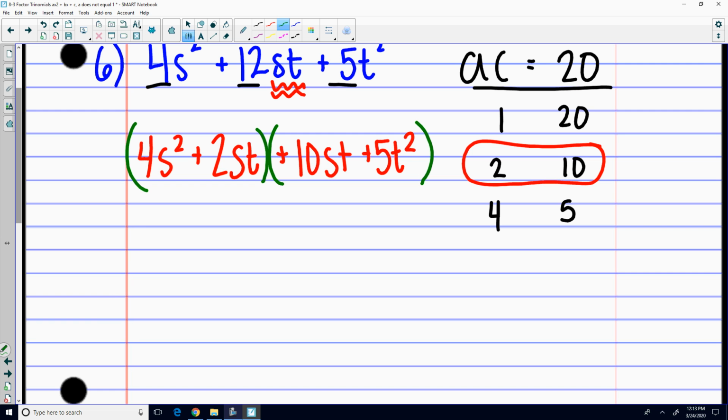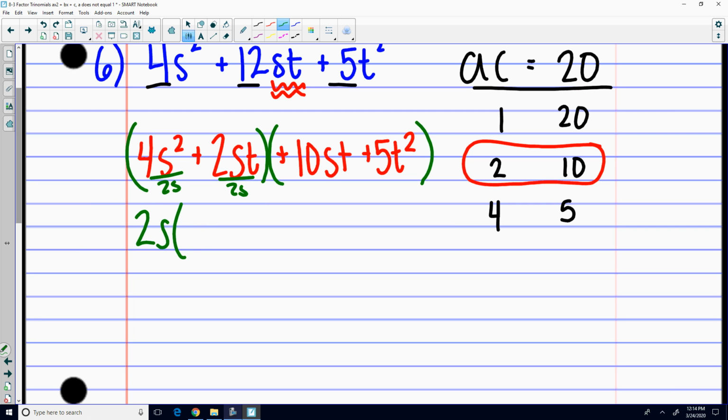All right, 4s squared and 2st. Well, I look at the numbers first, and I see they share 2. Great, I'll put that down. And I see they share an s as well. So I'm going to pull out 2s out of each of these.